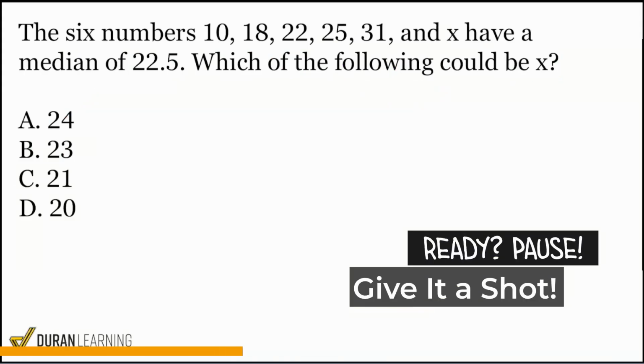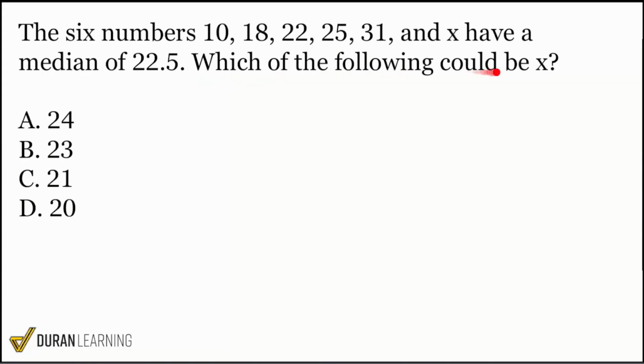Next question, and it reads in the question sentence, which of the following could be x? Okay, sounds good. So we want to know a possible value of x, and the information that we're given is that we have 6 numbers, 10, 18, 22, 25, 31, and x, with a median of 22.5. So which of the following could be that missing 6th value?